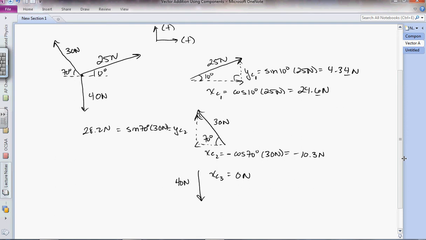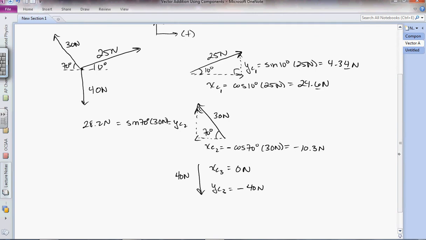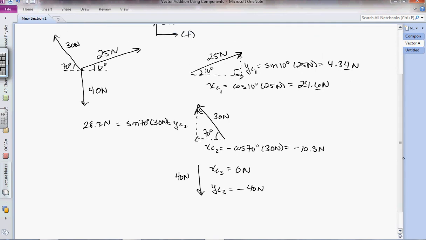Whereas all of it is on the y-axis, and we would say that yc3 would be negative 40 newtons. Again, we have to say negative because we defined up as positive. Therefore, down has to be negative. So now we have x and y components for each of these three vectors.